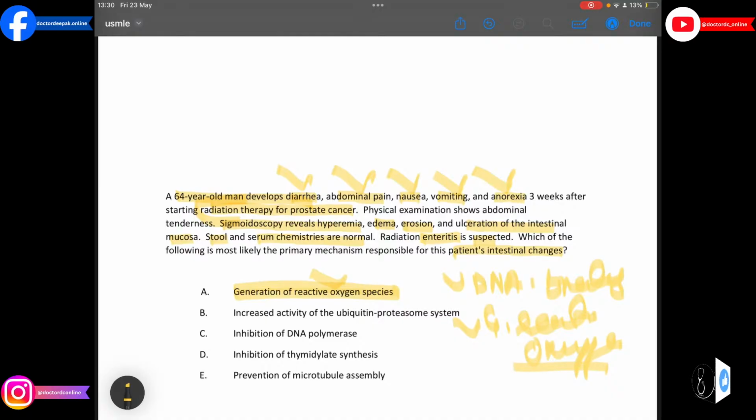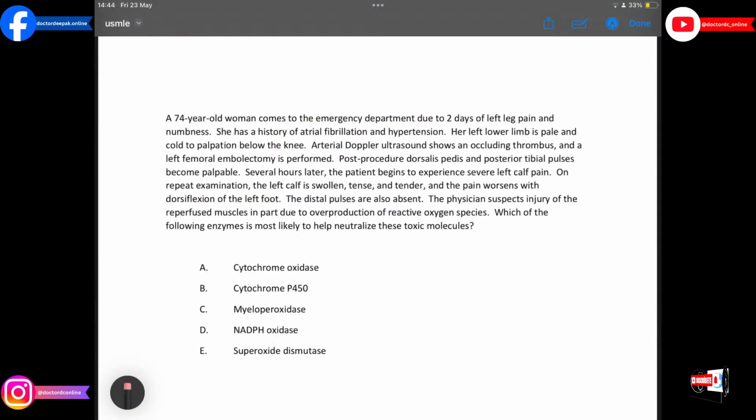Again, saying one thing: radiation therapy kills the cells by two things, DNA breakage and generation of reactive oxygen species. And this mechanism can cause all these diarrhea, abdominal pain, nausea, vomiting, and anorexia after the radiation therapy. Now we are going to the next question.